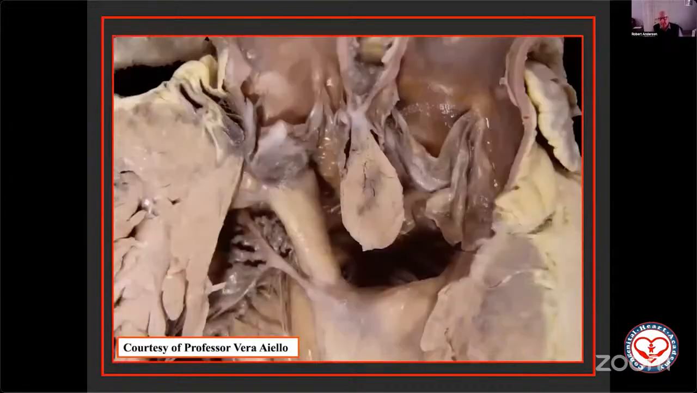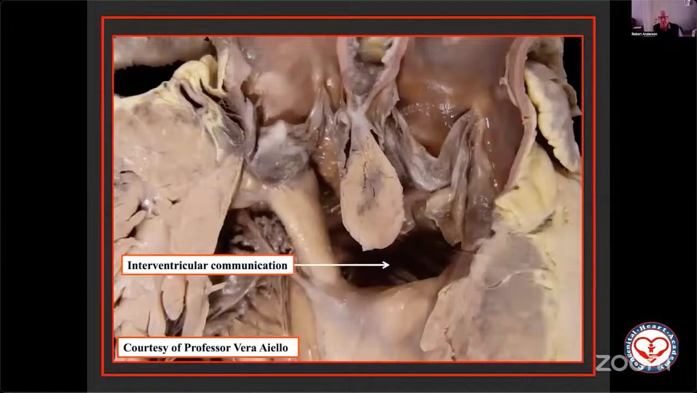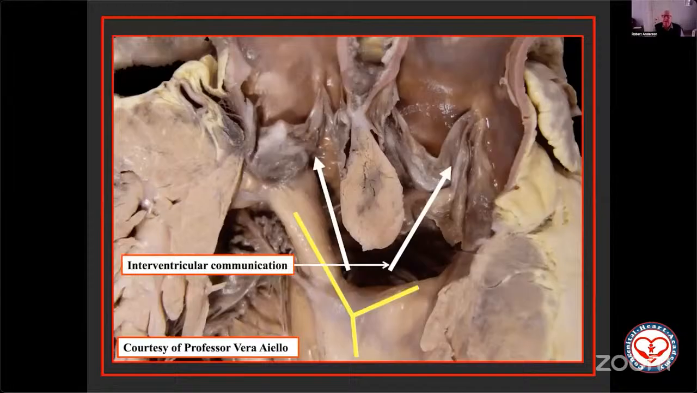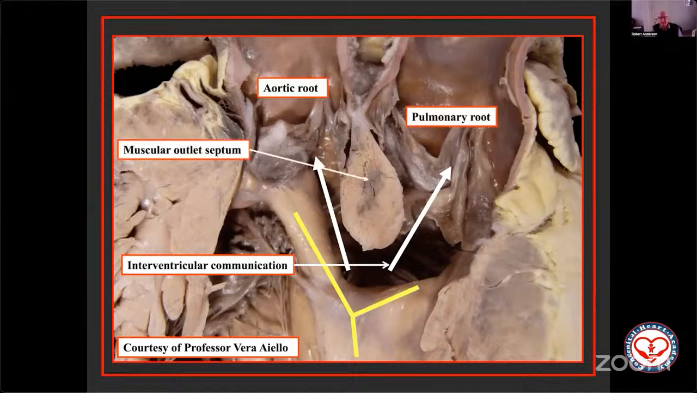But in this lovely picture made available to us by Vera Aiello from Sao Paulo, we see another example of double outlet both ventricles. Again, you see the interventricular communication opening between the limbs of the septomarginal trabeculation. And this time, because that muscular outlet septum has attachment neither to the cranial nor the caudal limbs of the septomarginal trabeculation, the defect opens both into the pulmonary route and into the aortic route. This time with a muscular outlet septum.